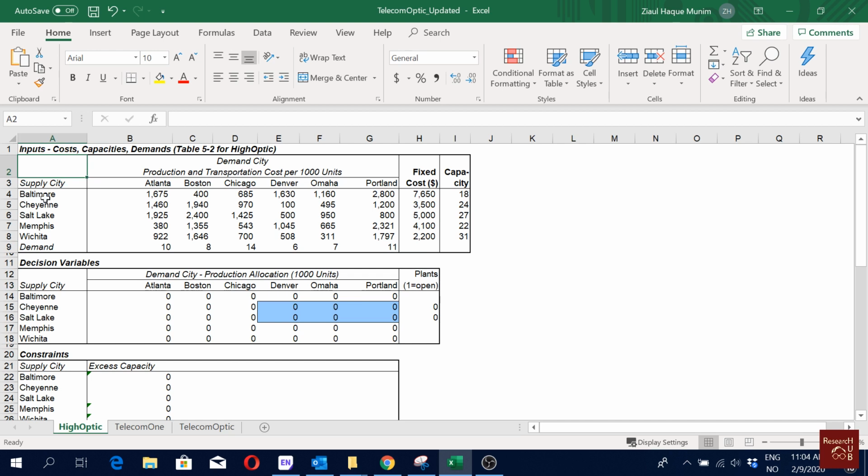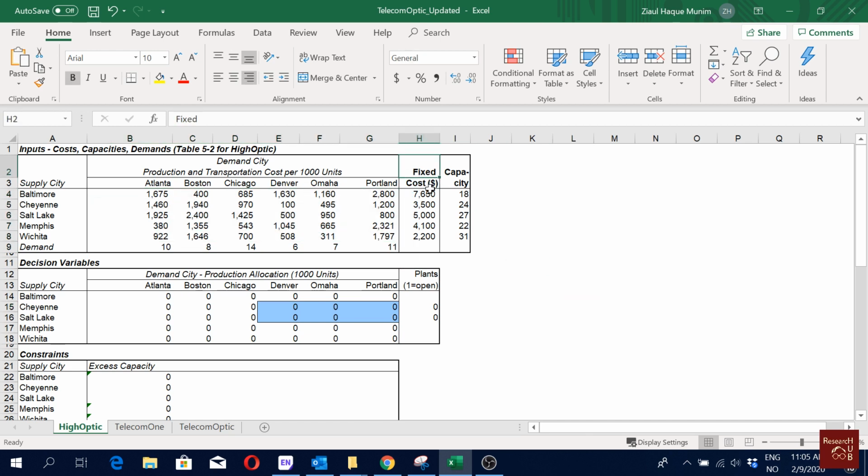Here we have 6 supply locations and 6 demand locations. Each of these cells is the cost per 1000 units for production and transportation. For instance, this one could be the cost for 1000 units of production and transportation from Wichita to Omaha. We have to remember that all the costs are in thousands and all the demand and capacity are in millions. Units are in millions and the costs are in thousands.